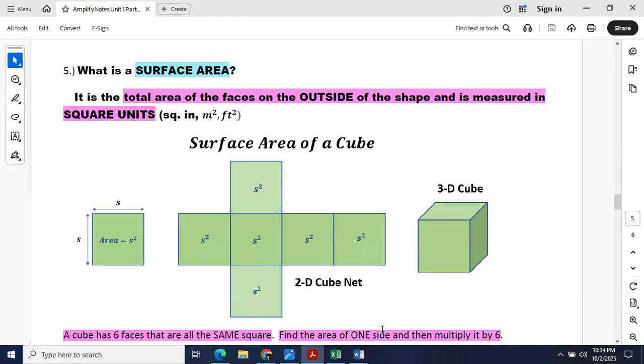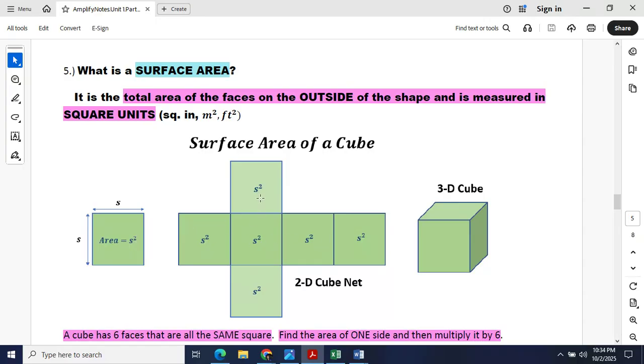So let's take a look at what we would do to find the surface area of a cube. Now, a cube has all squares. So instead of writing length times width, I could just write the variable S. S stands for side. Since length and width are the same number, I can use the same variable. S times S is S to the second power.